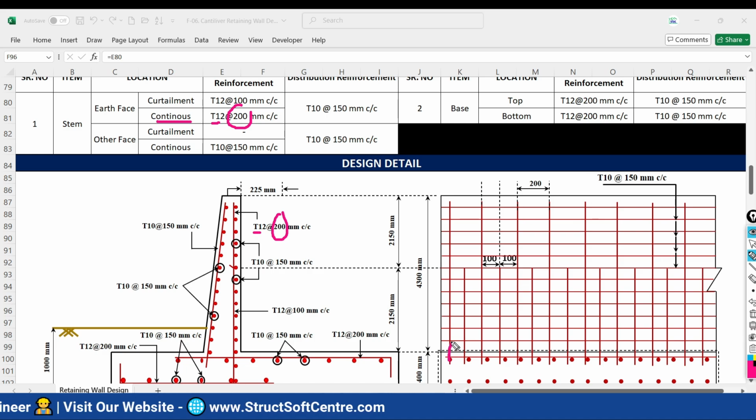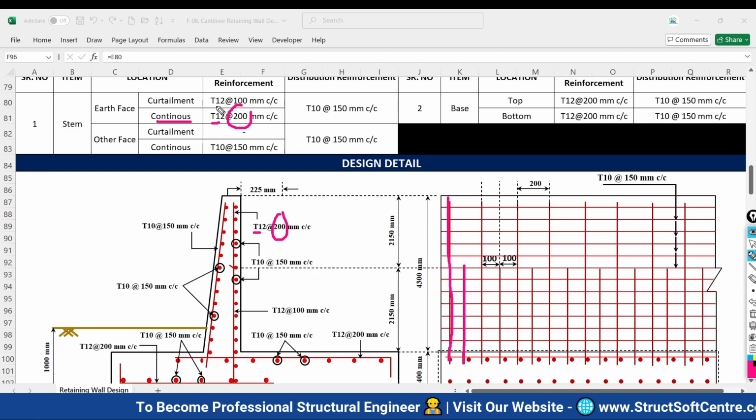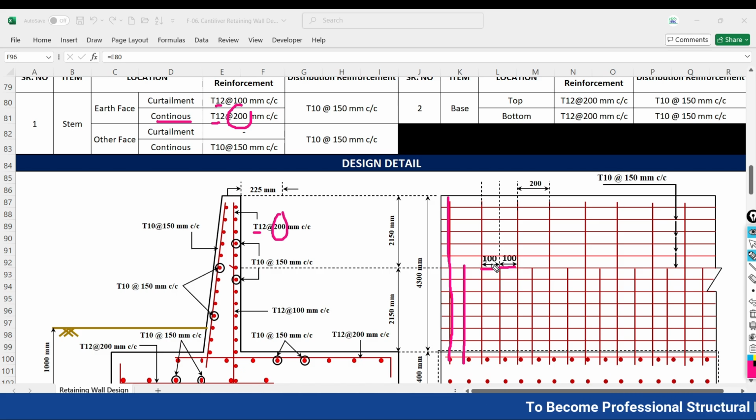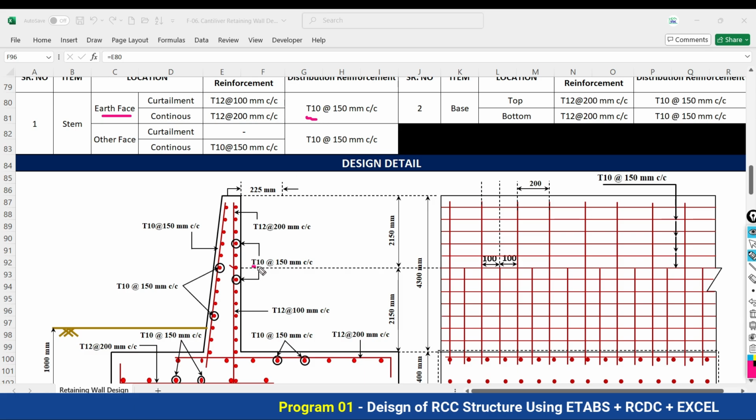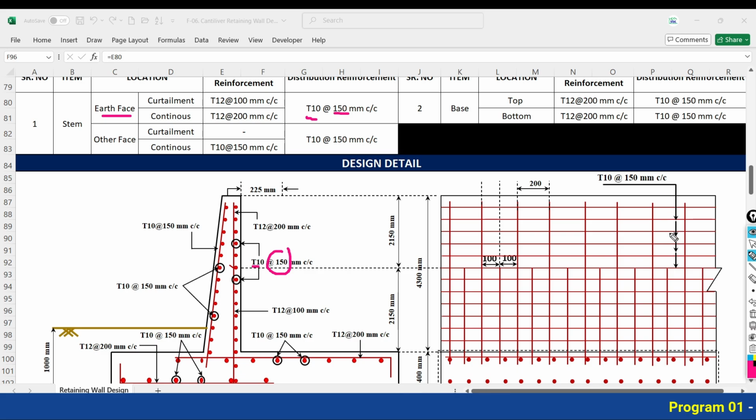So one bar is continuous from base to top and one bar is going to curtail. The curtailment is 12 at 100 mm center to center. So the spacing between the two curtailment bars is 100 mm center to center, and the spacing between the two continuous bars is 200 mm center to center. This is the case for your earth face, and for the same, the distribution reinforcement is provided as 10 mm diameter bar at 150 mm center to center. Here it is available, and here also you can see in the side elevation 10 mm diameter bar at 150 mm center to center.